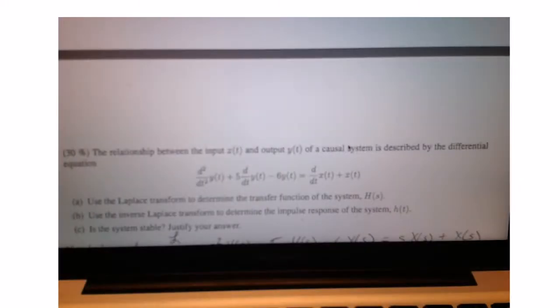Hello everyone. As you see here, we have this equation, and I'm going to try to solve A and B. For A, we need to determine the transfer function of a system using the Laplace transform, and for B, we need to determine the impulse response using the inverse Laplace. So let's get started by writing the equation.